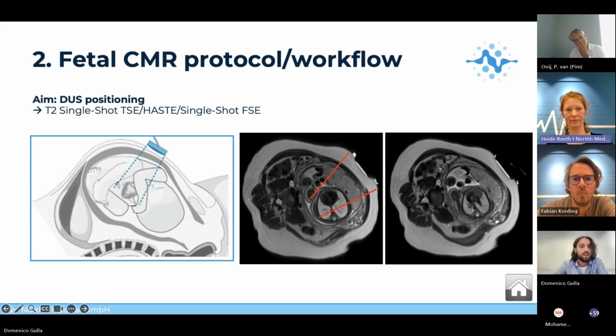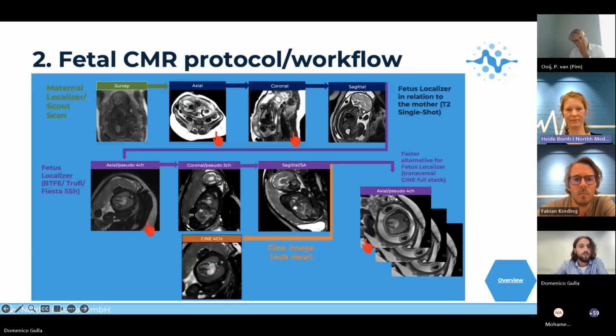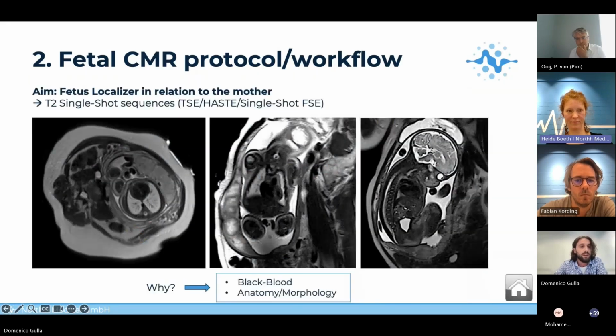Jumping back to the review, after positioning the device, we can easily have the fetus localizer in relation to the mother in a three-plane view, always using the T2 single-shot sequences, in this case axial, coronal, and sagittal. These are black blood sequences, and it's really interesting because you can see the anatomy and you have an overview of the morphology of the fetus.